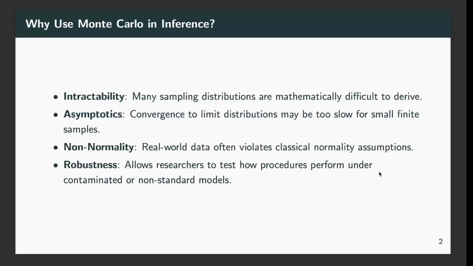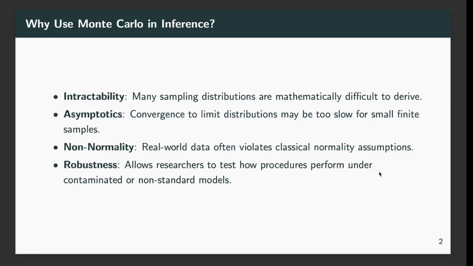So the third reason is non-normality. A lot of real-world data actually violates the classical normality assumptions. A huge portion of classical statistical theory, for example if you want to use the t-test, F-test, or chi-squared test, needs us to assume that the data are drawn from a normal distribution. Then the central limit theorem can help us to provide normality for the test statistics. But we all know that real-world data are not like this.